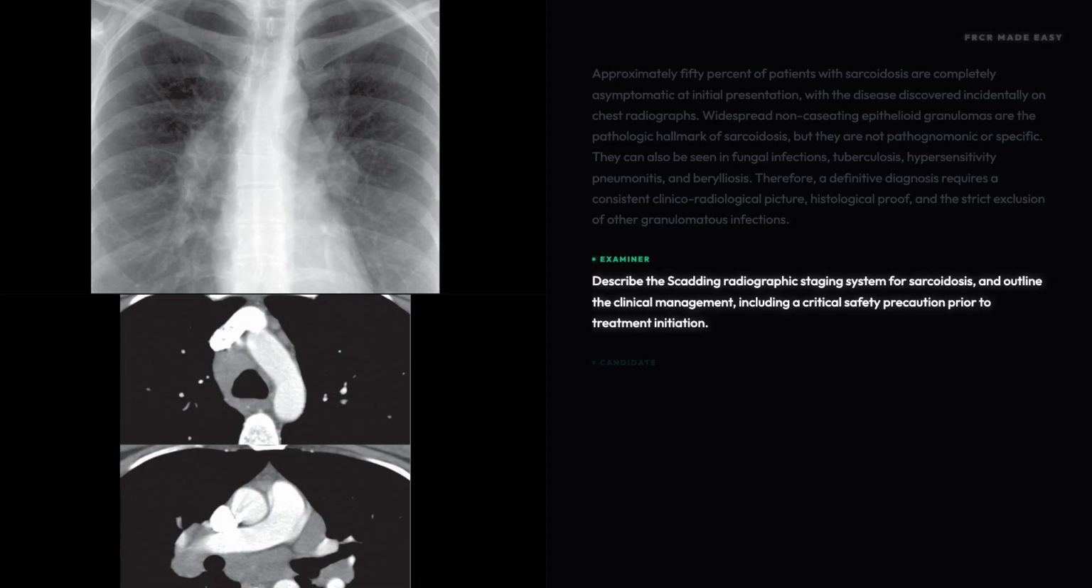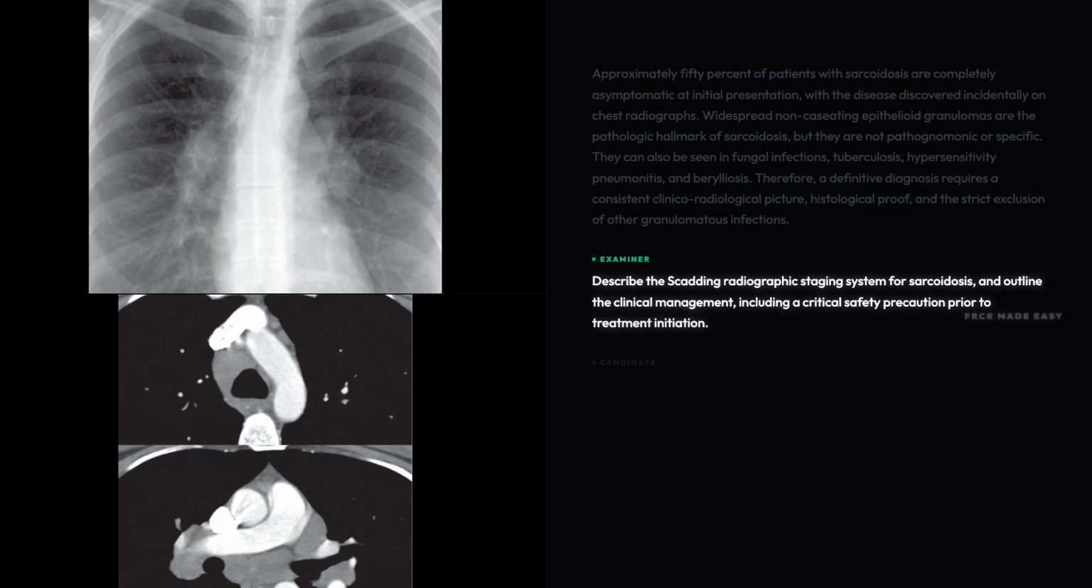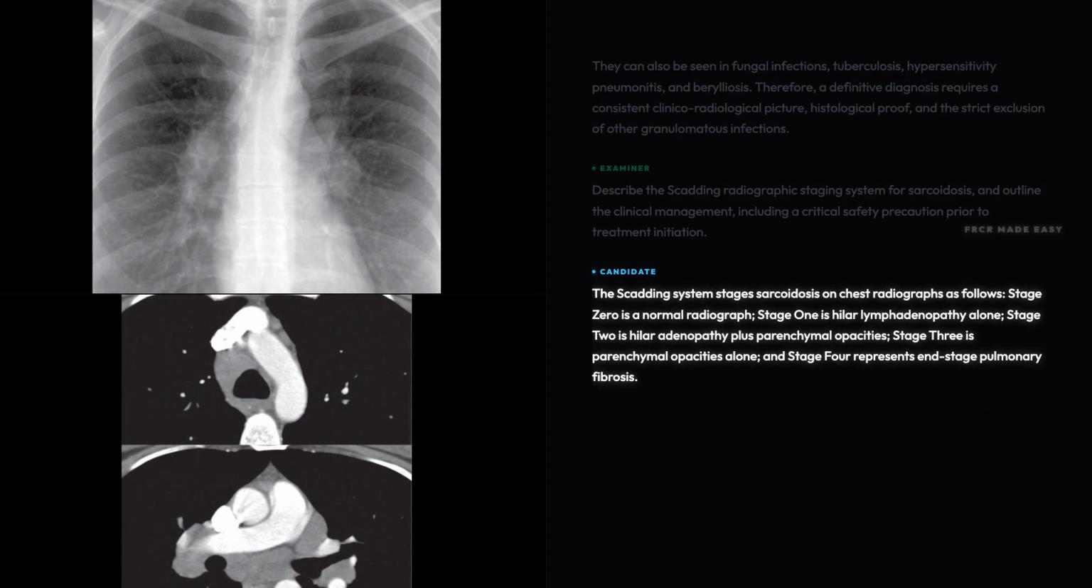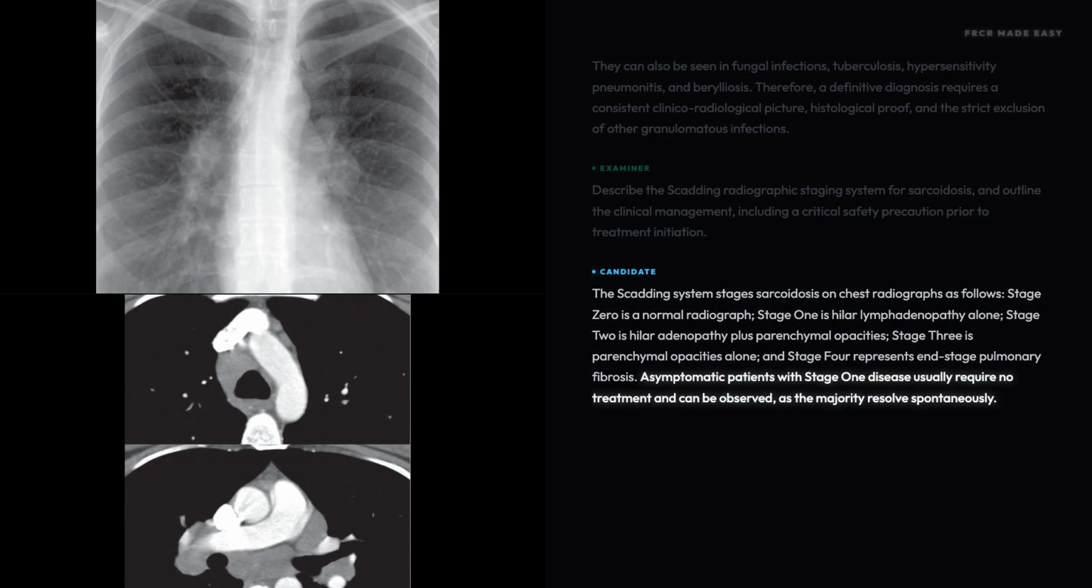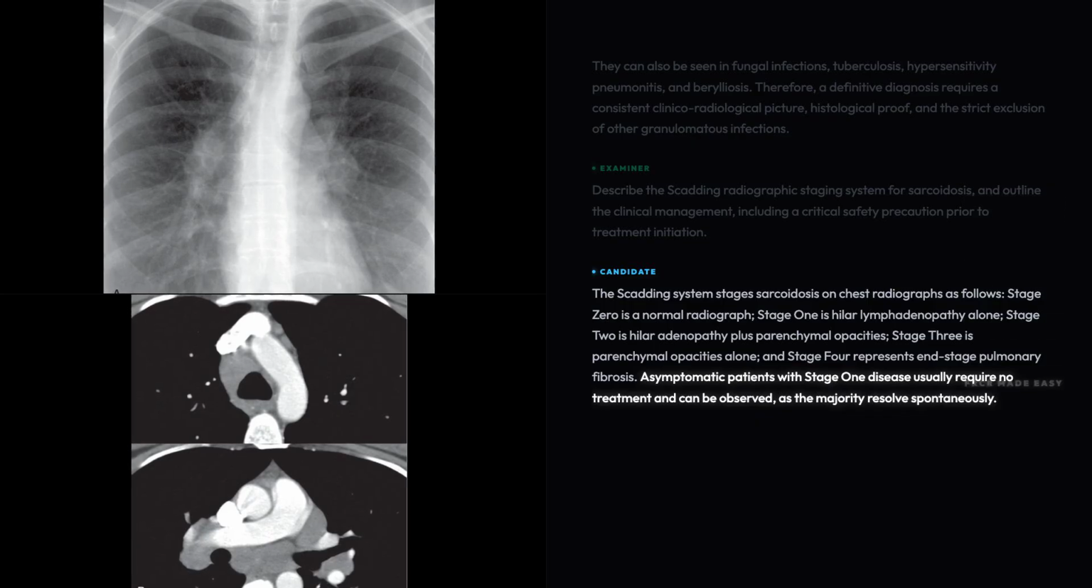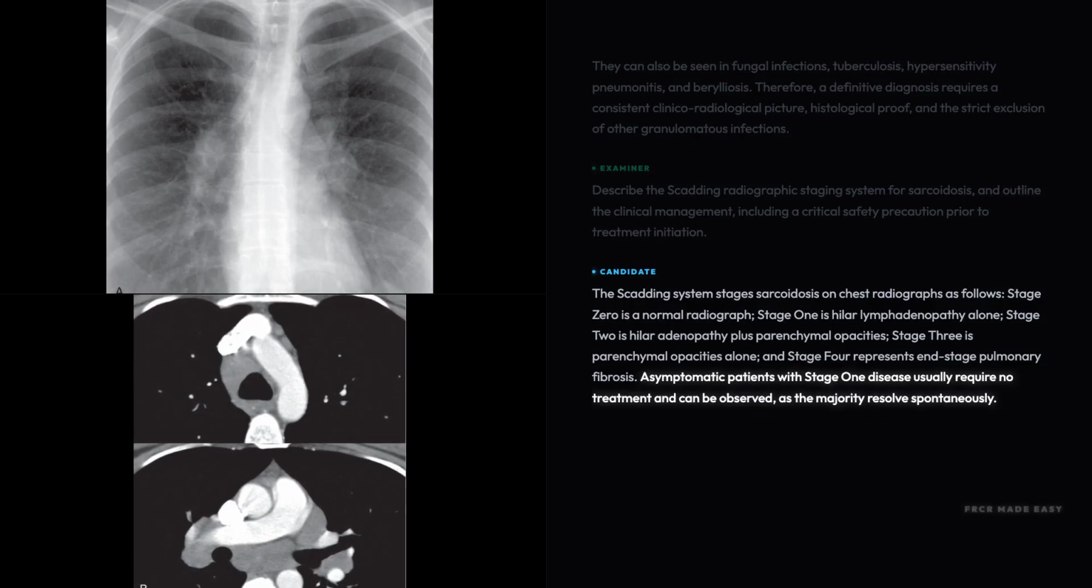Describe the Scadding radiographic staging system for sarcoidosis and outline the clinical management, including a critical safety precaution prior to treatment initiation. The Scadding system stages sarcoidosis on chest radiographs as follows. Stage 0 is a normal radiograph. Stage 1 is hilar lymphadenopathy alone. Stage 2 is hilar adenopathy plus parenchymal opacities. Stage 3 is parenchymal opacities alone. And stage 4 represents end-stage pulmonary fibrosis.